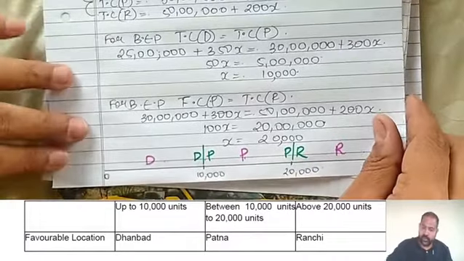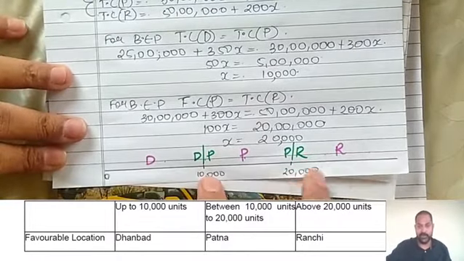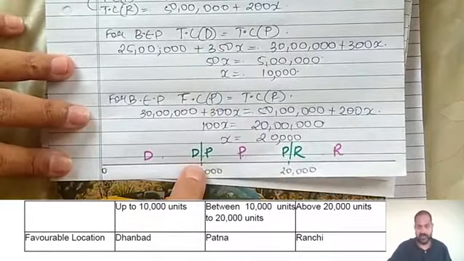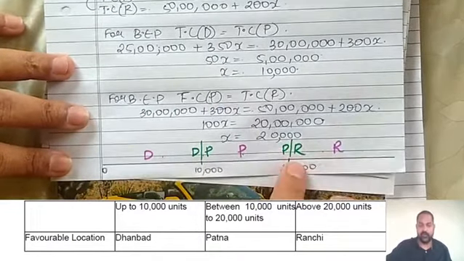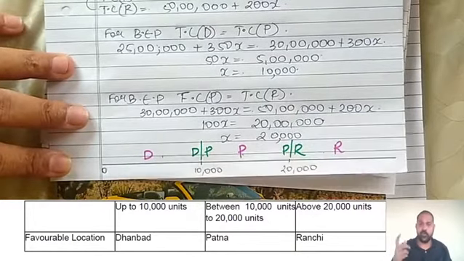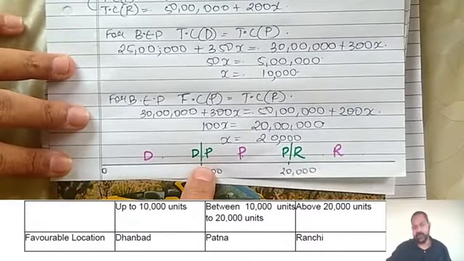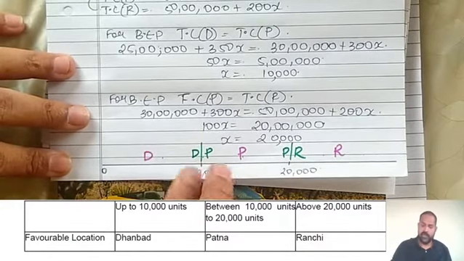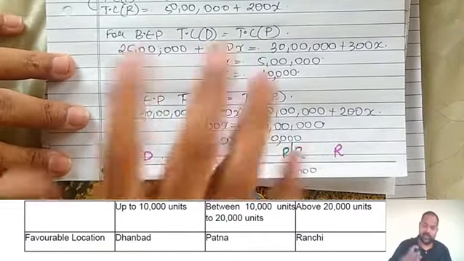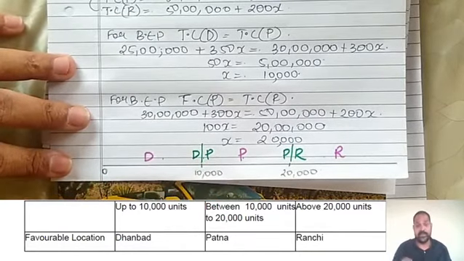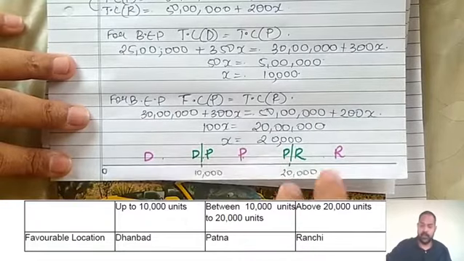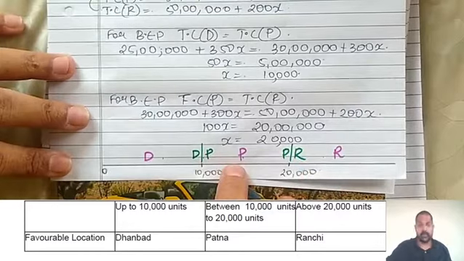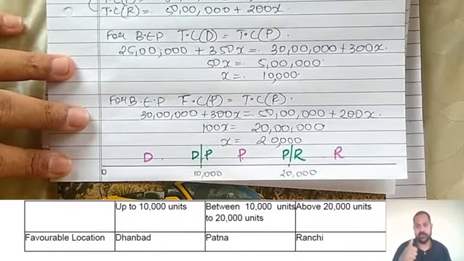Then what you are going to do is draw a timeline with 10,000 and 20,000 in it. At 10,000, whose break even was this? Dhanbad and Patna. Fantastic. At 20,000, whose break even was this? Patna and Ranchi. So you are going to say at 10,000 units, produce at Dhanbad or Patna. What about before 10,000? Lower fixed cost. Between Dhanbad and Patna, who has a lower fixed cost? Dhanbad, then Dhanbad. After 10,000, higher fixed cost, then Patna. At 20,000, Patna or Ranchi. Before 20,000, Patna. After 20,000, Ranchi.